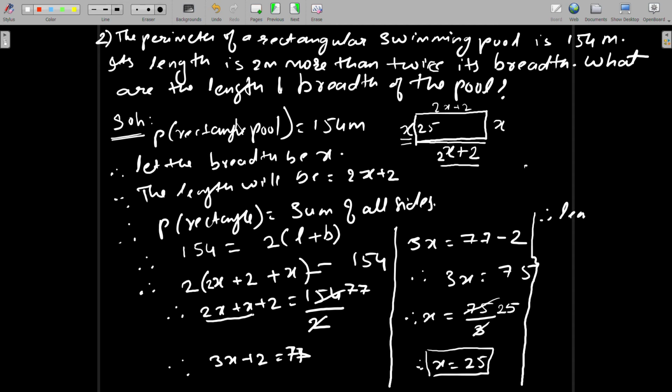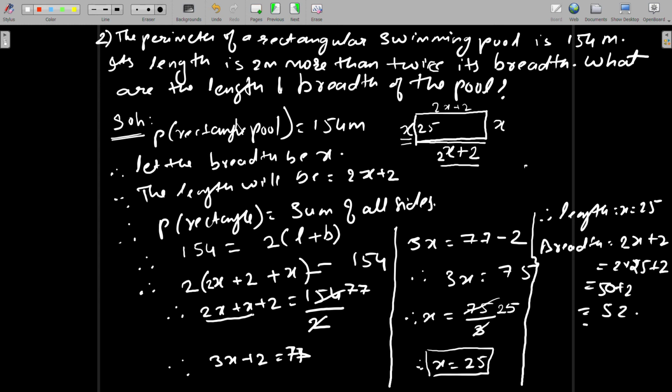Therefore, length is equal to x, which is equal to how much? 25, and breadth is equal to 2x plus 2, right? So 2x plus 2 means 2 into 25 plus 2, which is 50 plus 2, which is equal to 52. So how much is length? It is 52 meter, and breadth is 25 centimeter.